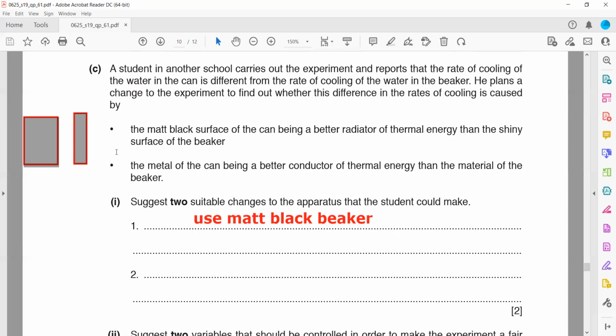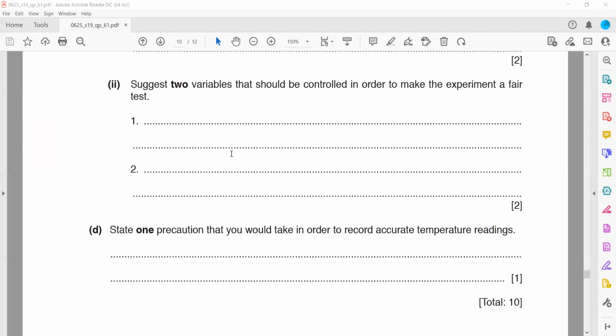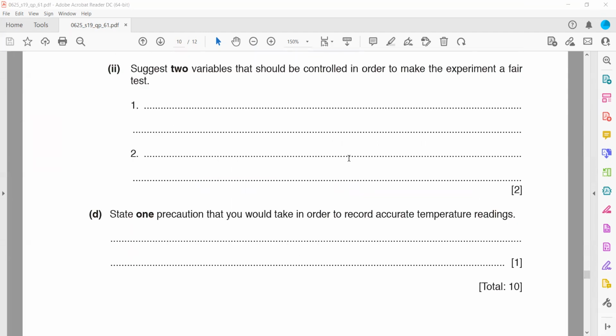Suggest two variables that you should control for a fair comparison. For a fair comparison, the water inside the beaker or the can should have the same initial temperature, or the amount of water should be the same, or the room temperature, the lab temperature, should also be the same. Room temperature should be the same, as well as the amount of water used for both the can and the beaker.